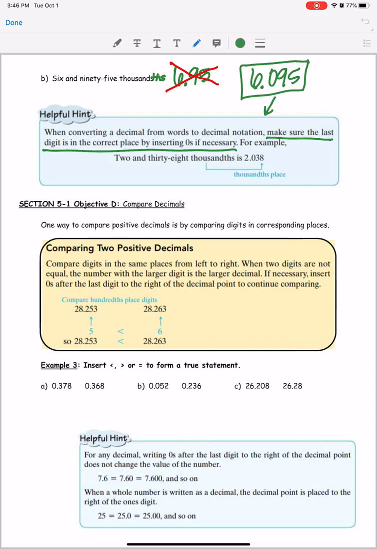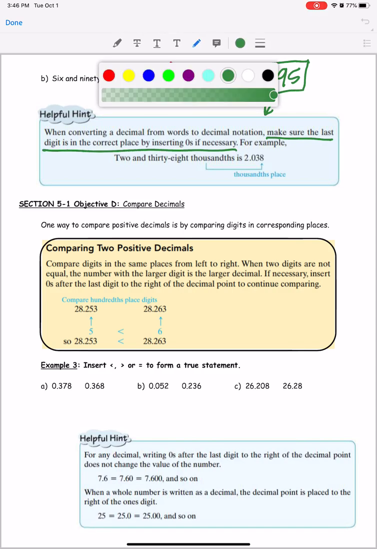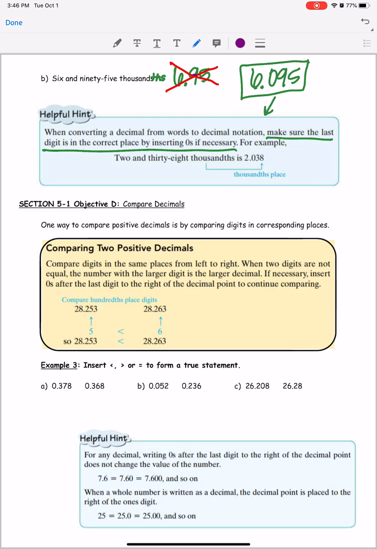Okay, next part of this lesson, you're going to have a lot of little parts with this. They all go together, but we're going to be moving along to a different thing quite often. Now I need to compare decimals. It says compare digits in the same places from left to right. When 2 digits are not equal, the number with the larger digit is the larger decimal. Again, if necessary, insert zeros after the last digit to the right of the decimal to continue comparing.